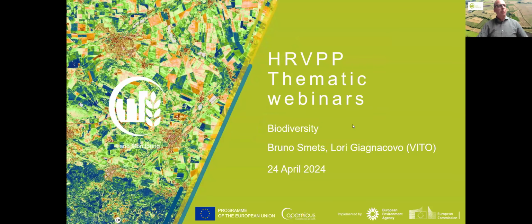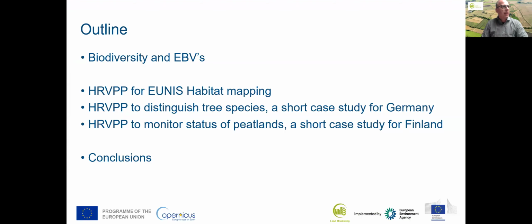So as you have seen in the previous one, what is the HR-VPP dataset? We want to explore in this webinar a bit more about how to use it for biodiversity purposes. We will first explain a bit on biodiversity and essential biodiversity variables, then go into a couple of studies: how can we use it for habitat mapping, how to distinguish tree species, where we did a short study on Germany, and also how to monitor the status of peatlands, where we did a short study on Finland.